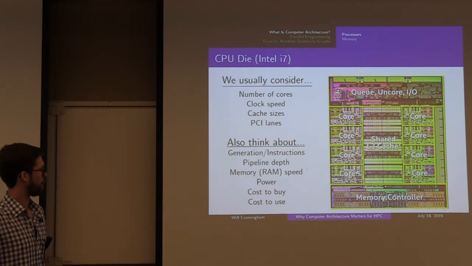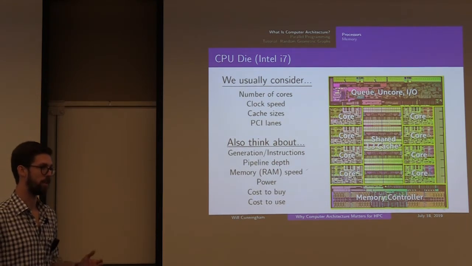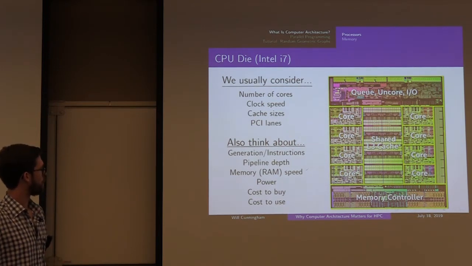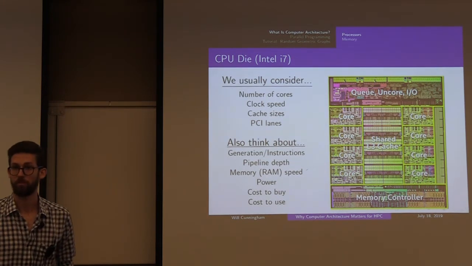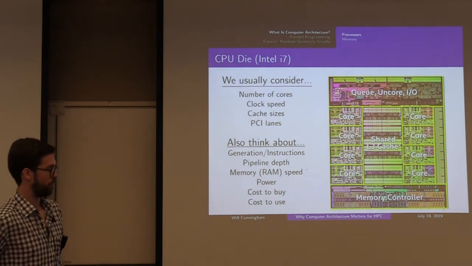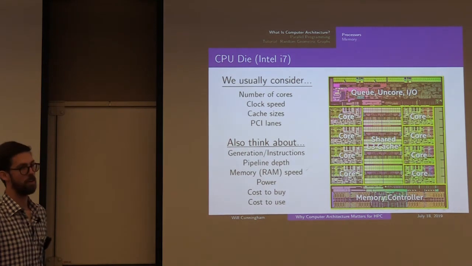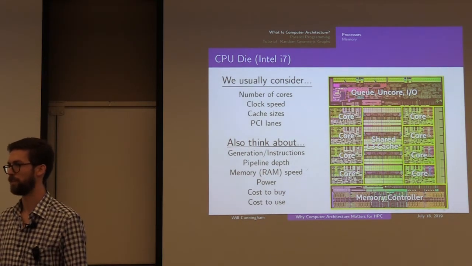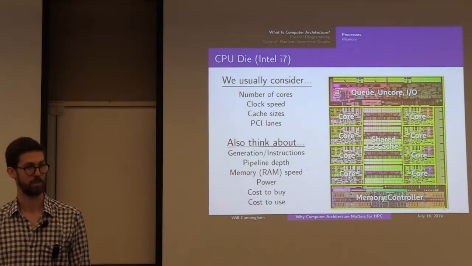You also want to think about the pipeline depth. So this has to do with how many things can execute nearly in parallel, and I'll talk more about that. You want to think about the memory speed. So if you're purchasing really fast RAM, you need to make sure that the CPU can support that. And of course, the power, which affects the cost to use it. So if you buy something that is very efficient, then if it's for your personal computer, it will reduce your electricity bill at the end of the month.